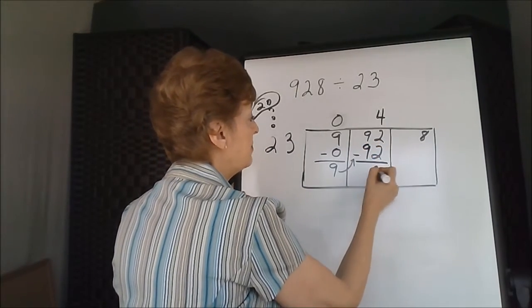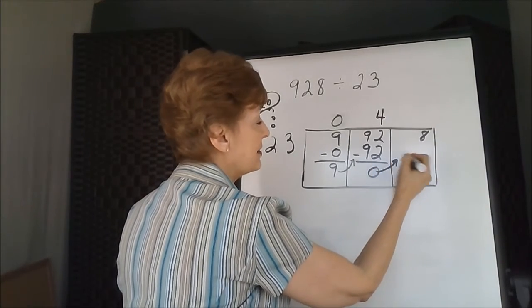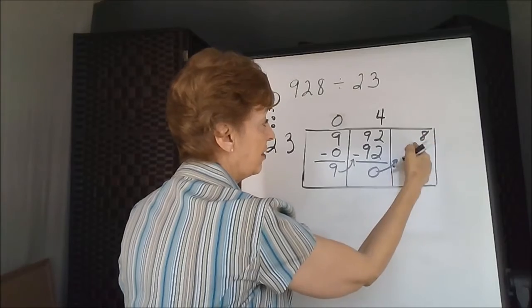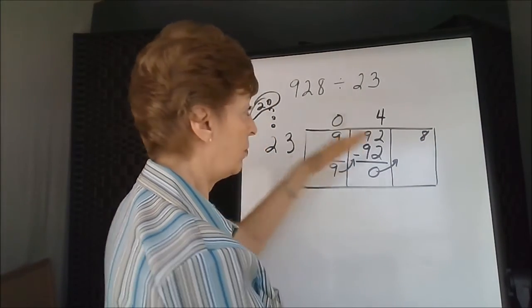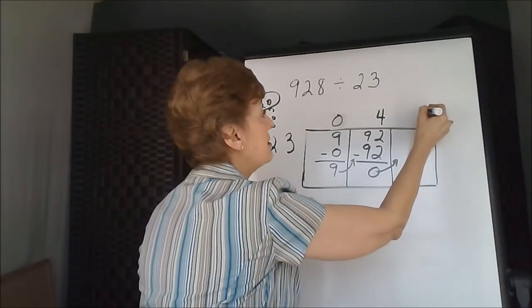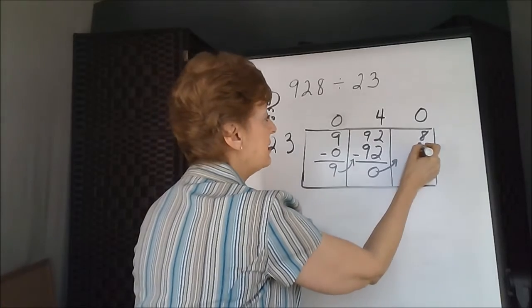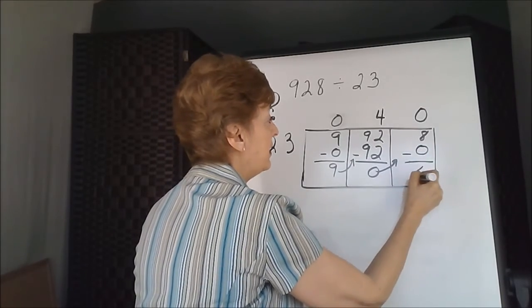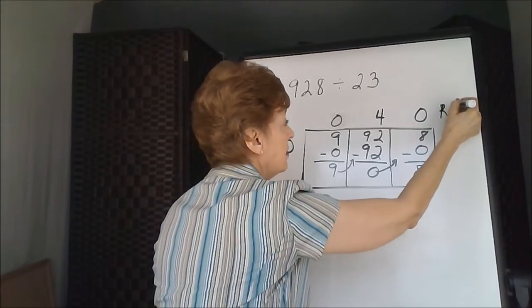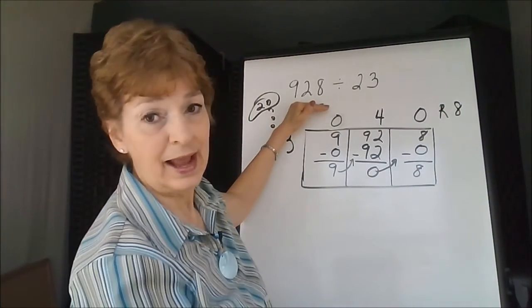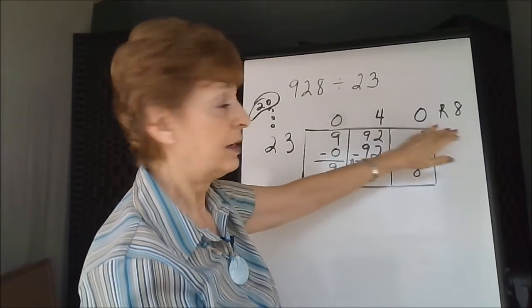The subtraction comes out to 0. This is carried to the next box. You can put it in if you'd like, or just eliminate it. It's just 8. 23 will not go into 8, so that's a 0. 0 times the 23 is 0, with our remainder of 8. So the answer to this problem, as we got before using the other method, is 40, remainder 8.